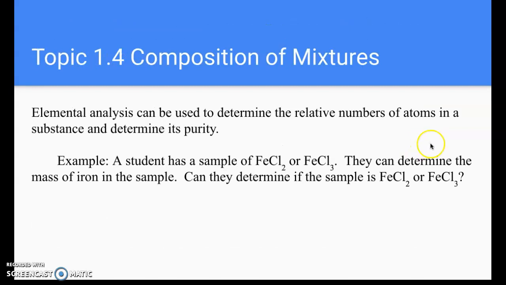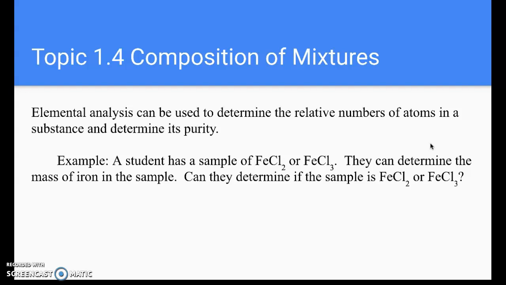Okay, so along with this, here's a sample question from this part. Elemental analysis can be used to determine the relative number of atoms in a substance and determine its purity. So the example is a student has a sample of FeCl2 or FeCl3. They're not sure which one. They can determine the mass of iron in the sample. So can they determine if the sample is FeCl2 or FeCl3?